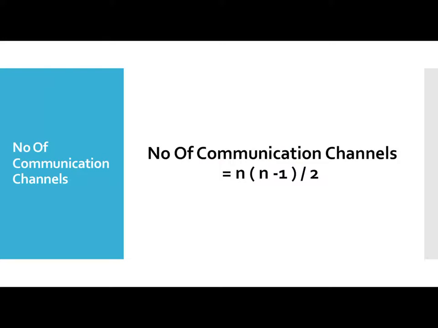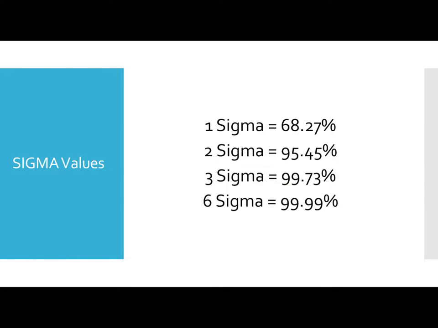Okay, very important for a PM. The lesser the number of communication channels, the easier it is for the PM to handle. So number of communication channels is always n into n minus 1, whole divided by 2. Sigma values, please remember the sigma values, write them down in your dump sheet, it's going to help you. 1 sigma is 68.27, 2 sigma is 95.45, 3 sigma is 99.73, 6 sigma is 99.9.